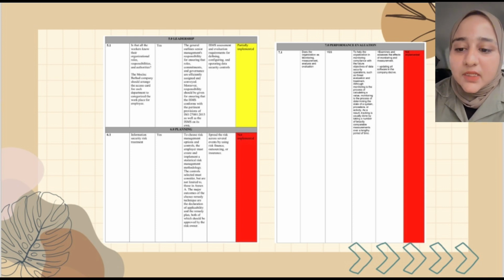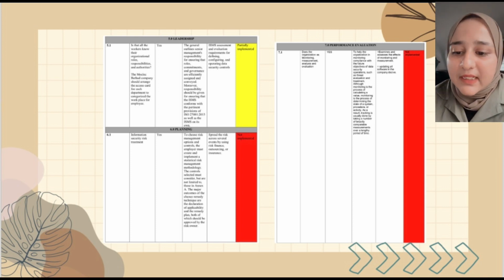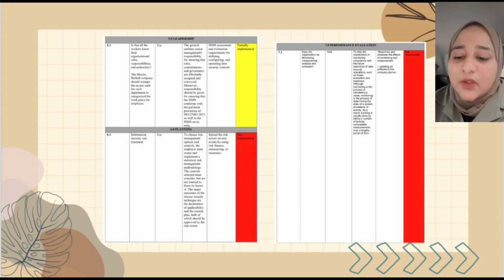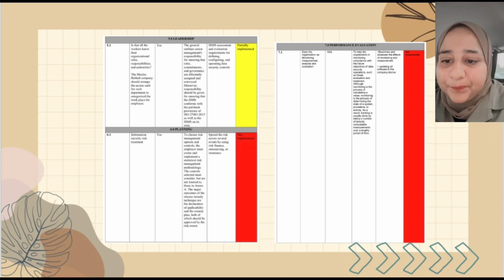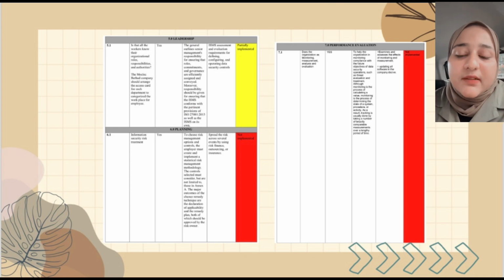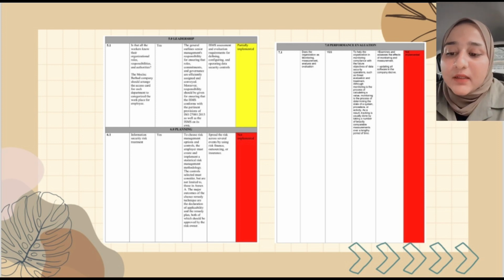Moreover, responsibility should be given for ensuring that the ISMS conforms with the pertinent provisions of ISO 27001:2013 as well as the ISMS on its own. ISMS assessment and evaluation requirement for defining, configuring and operating data security controls. It is partially implemented.